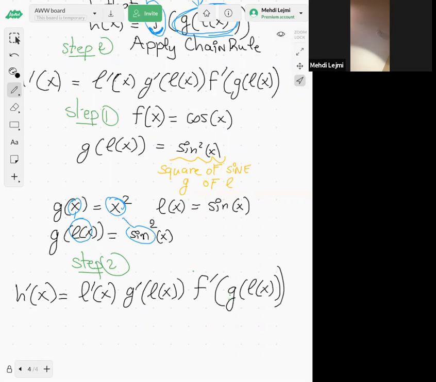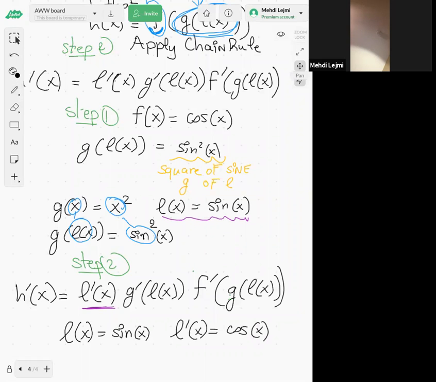Right? So first we need l prime. What's l prime? Where is l? L, we said here, l is sine of x. So then l prime, the derivative of sine, is cosine.